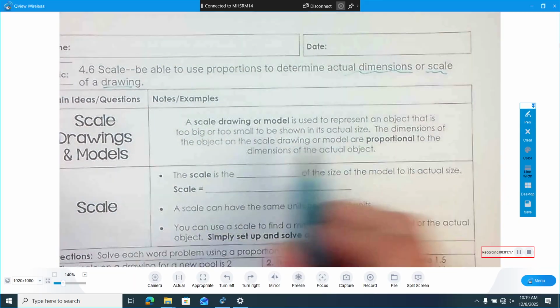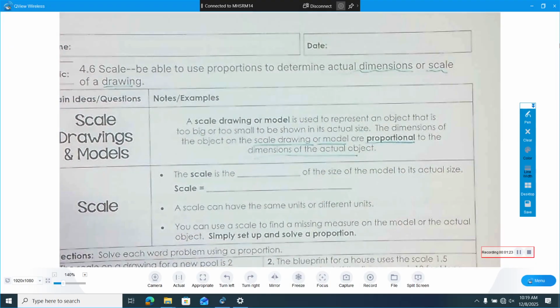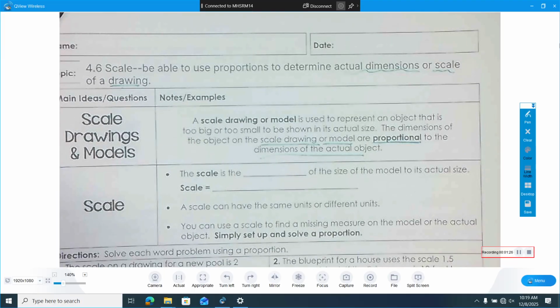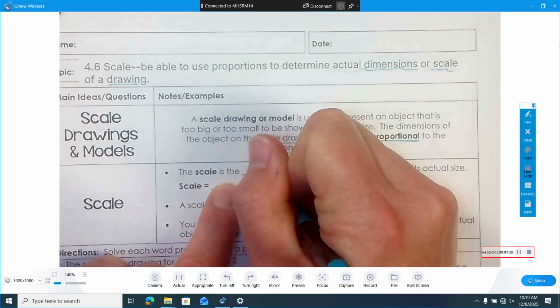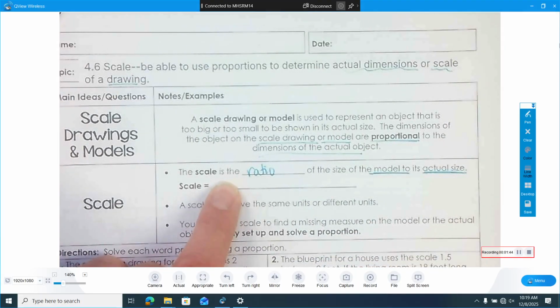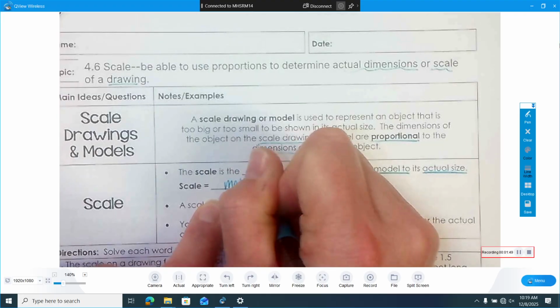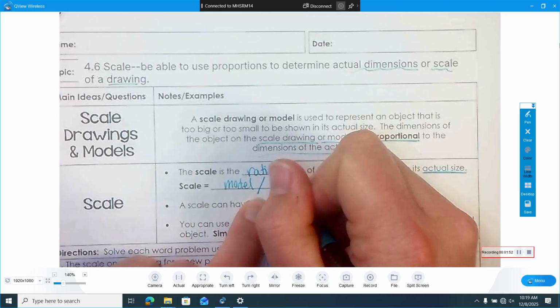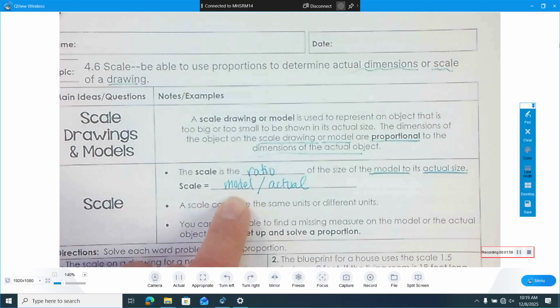And it turns out that the dimensions of an object on the scale drawing or model are proportional to the dimensions of the actual object. And so if things are proportional, then we can set up a proportion, which is what we've been doing the last couple of days, where we have a fraction equal to a fraction. So the scale is the ratio of the size of the model to its actual size. And so scale is simply the model unit compared to its actual size. So model over actual.